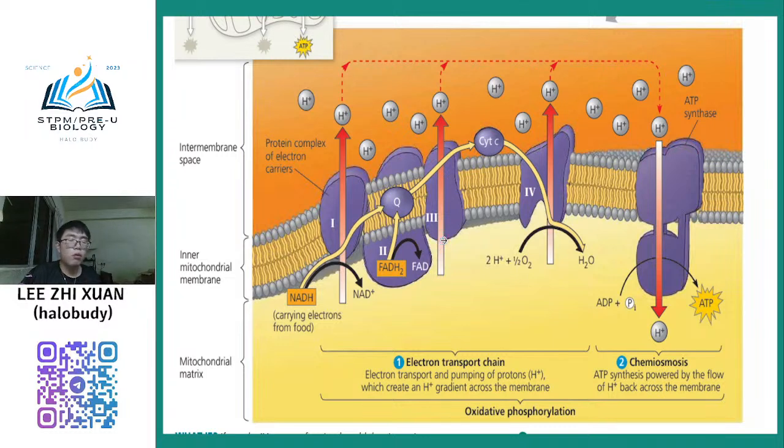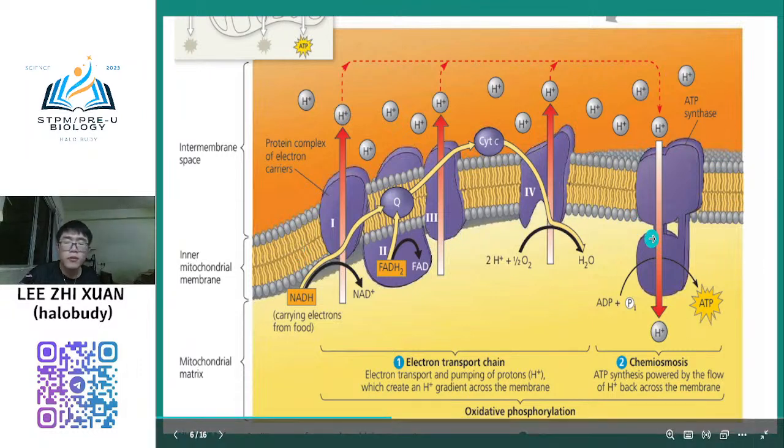That's all for the overall electron transport chain. This is just the overall. After that, we will go through the protein complexes one by one.